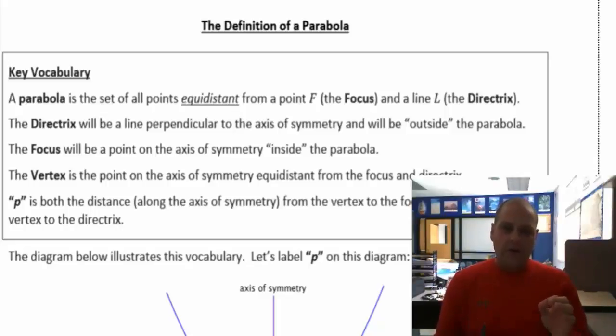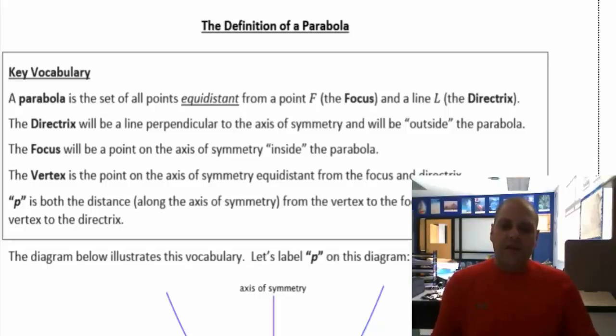Now, this vocabulary is going to be brand new to you. You've probably never heard the term focus or directrix before, so just take a second and read what you have there. I don't want to bore you with it, but it is important, so we do have to review this before we move along. The definition of a parabola is the set of all points equidistant from two things: a point and a line. The point is called the focus, the line is called the directrix.